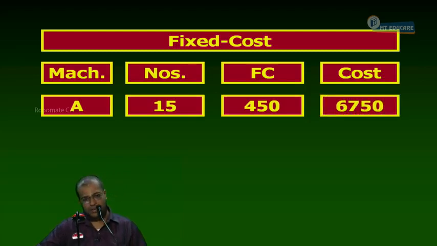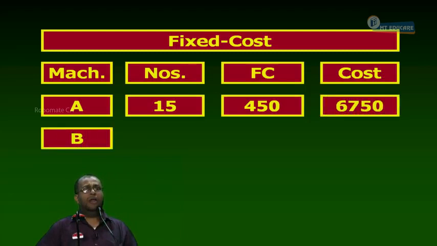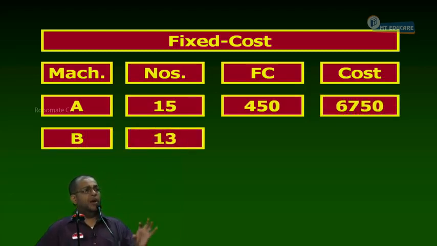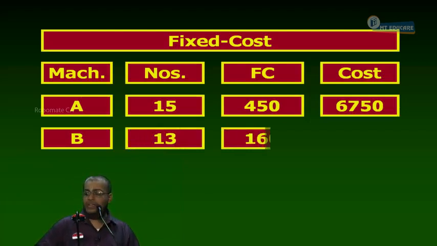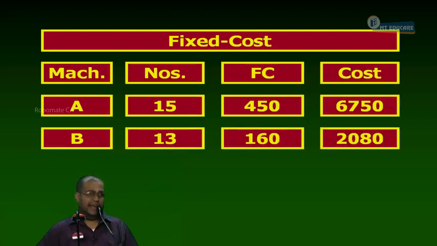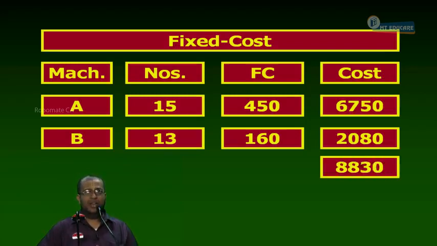6,750. Machine B, how many machines am I taking on hire? 13. What is the standing charge, the fixed cost, of machine B per week? 160. 13 into 160 gives you 2,080. If I total, the total fixed cost is 8,830.